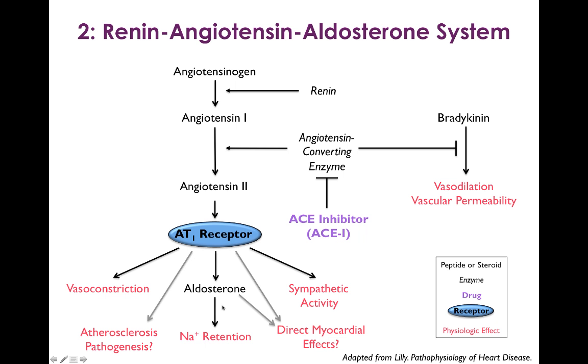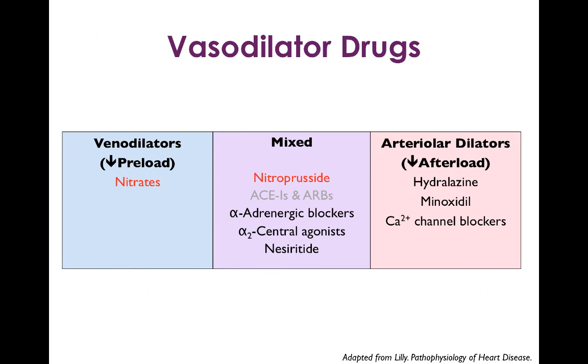The other piece of emerging evidence is that angiotensin receptors in the vasculature may contribute to atherosclerosis pathogenesis, and that's why sometimes clinically you may see a patient with just coronary disease on an ACE inhibitor, irrespective of the fact that they have high blood pressure or LV dysfunction. That's just something that you might see on the wards. So that's the renin-angiotensin system.